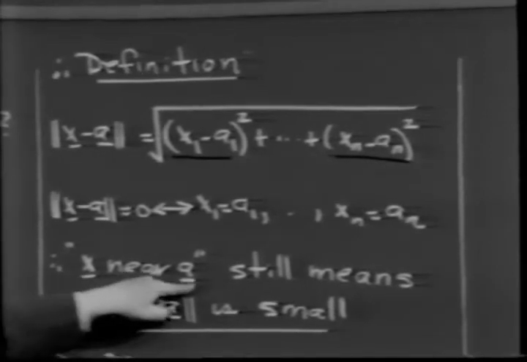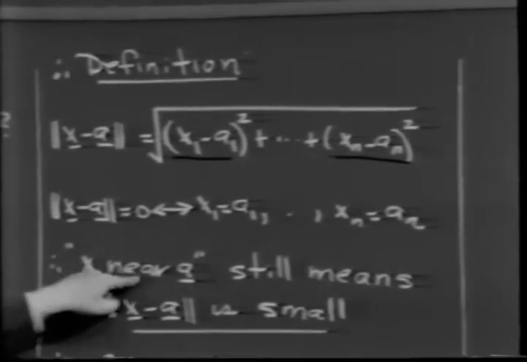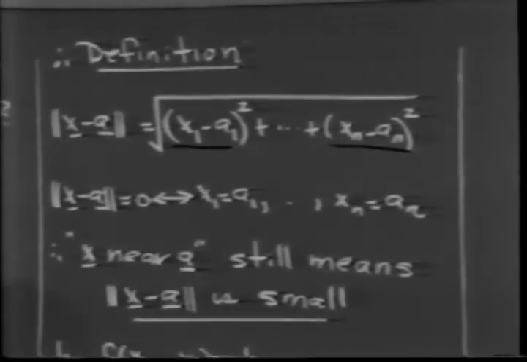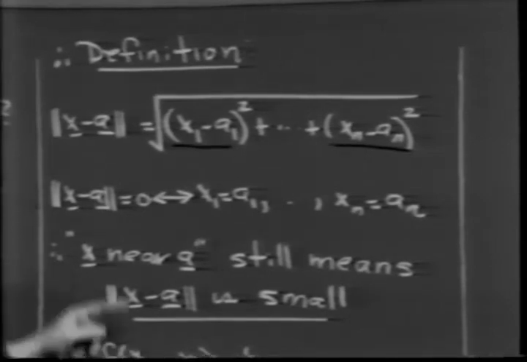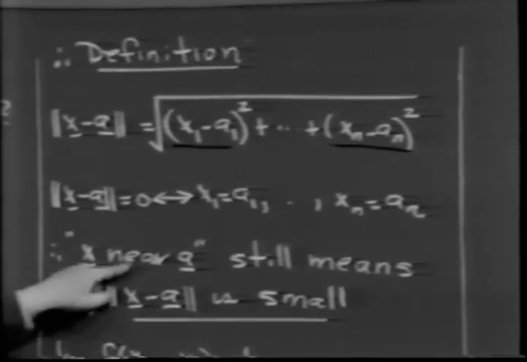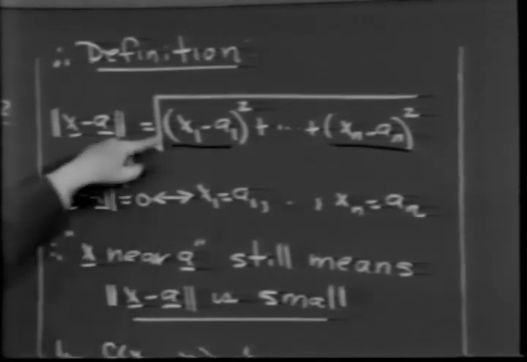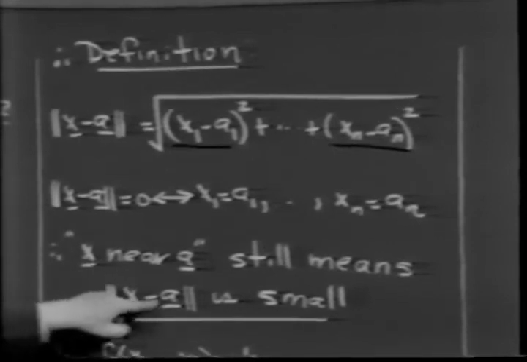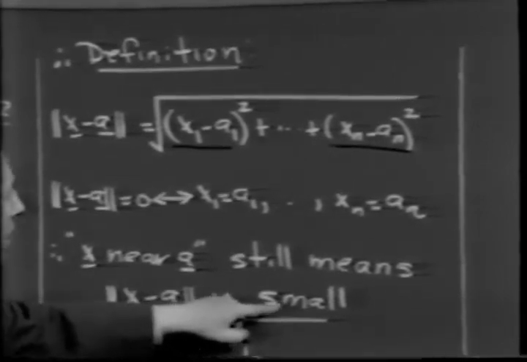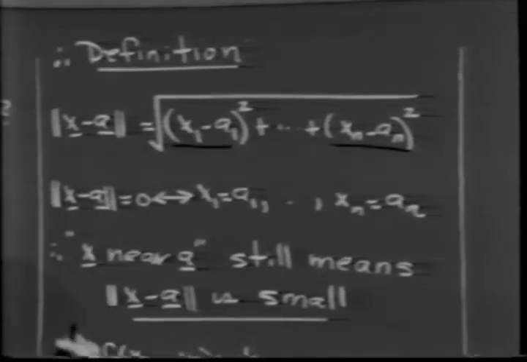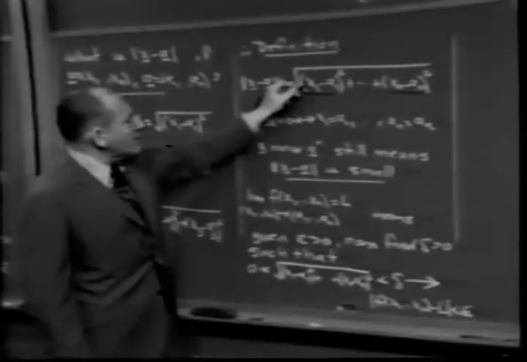In this vein, notice that the geometric phrase x bar near a bar still makes sense. It doesn't make sense pictorially because we can't draw the arrows if n is greater than 3. But notice that what we're saying is that for x to be near a, all we're saying is that the magnitude defined this way, the magnitude of x bar minus a bar, is small. In other words, when you're adding up positive squares, the only way the sum can be small is if each of the terms is small.